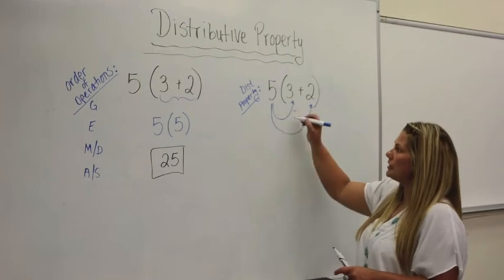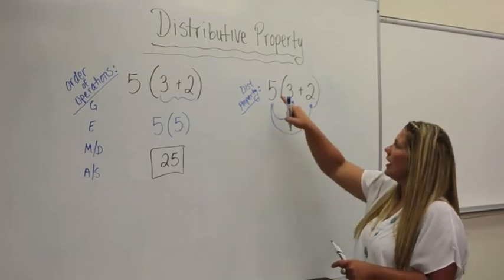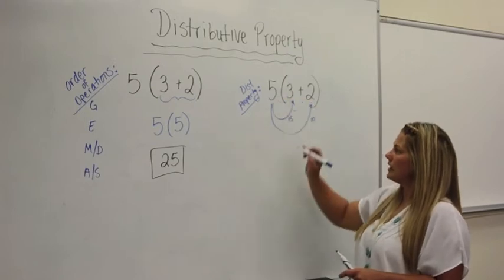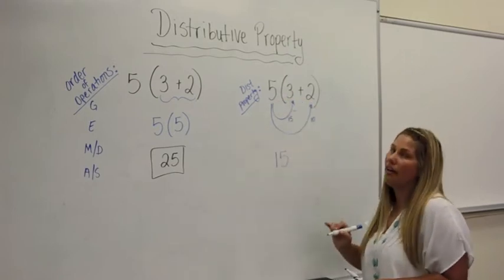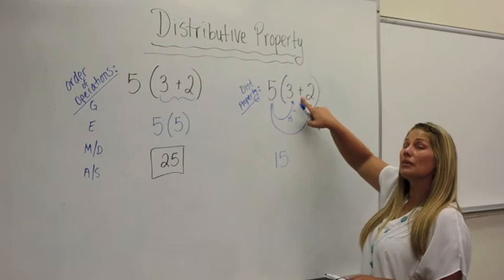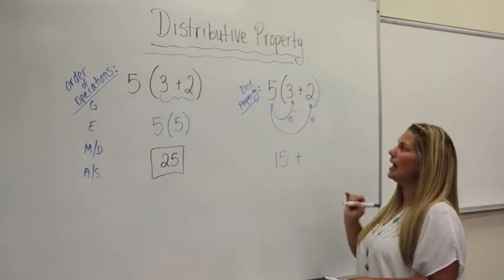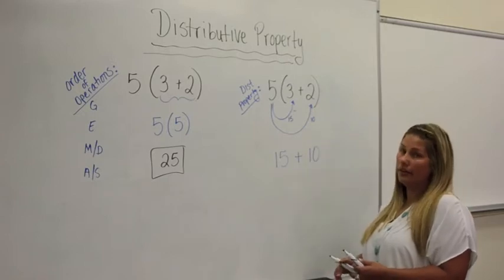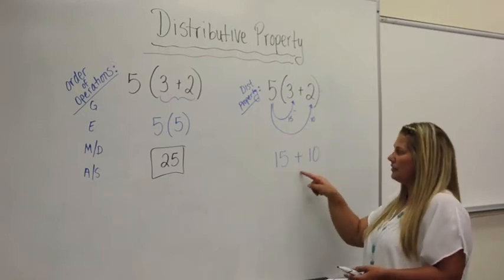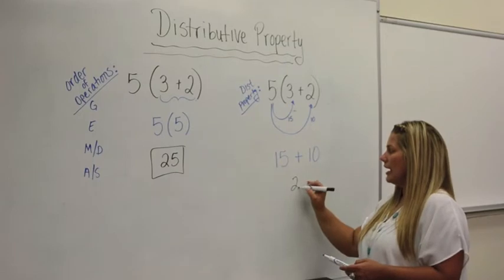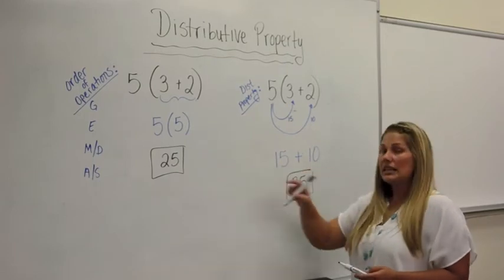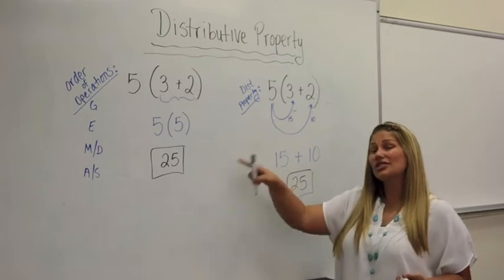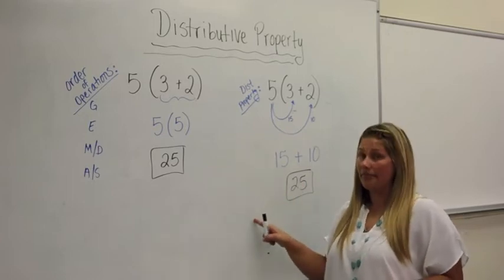Well, 5 times 3 is 15, and 5 times 2 is 10. So since 5 times 3 is 15, I'm going to put that 15. In between them in the parentheses, I have a plus, and 5 times 2 is 10. Well, now when I add this together, 15 plus 10 is 25. See how these answers are exactly the same? It means we can solve these problems either way.